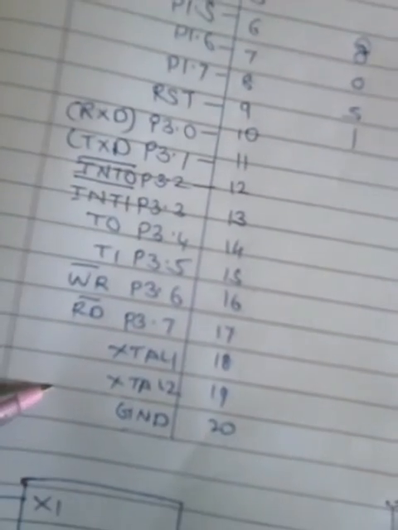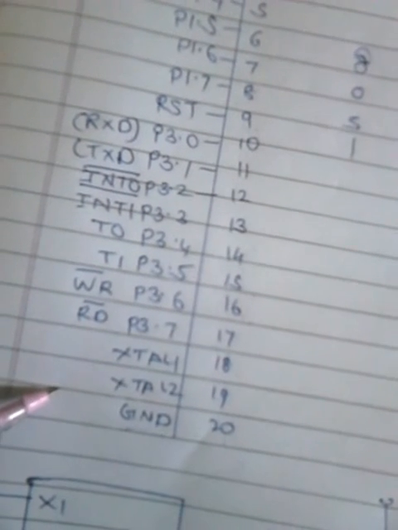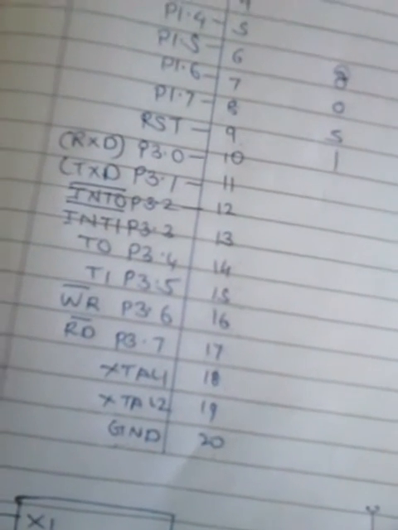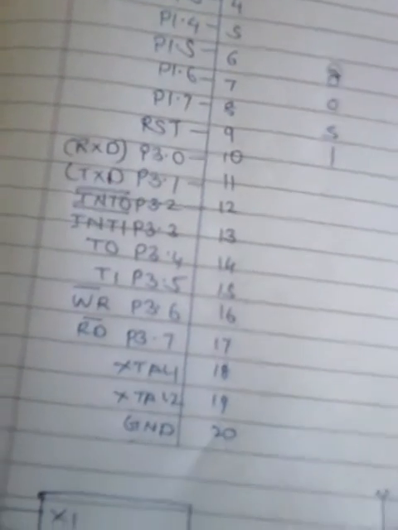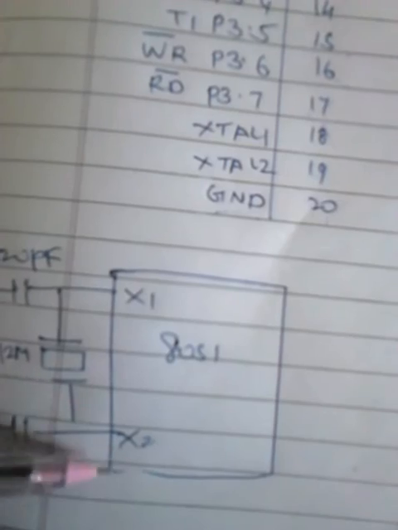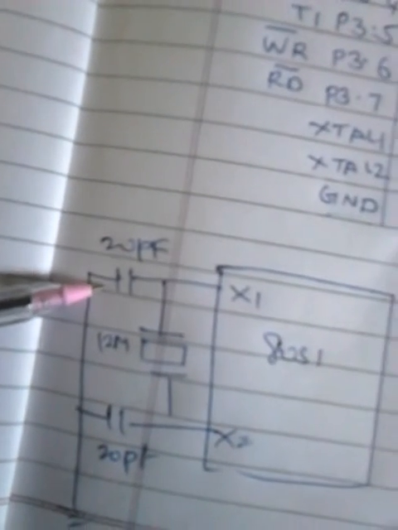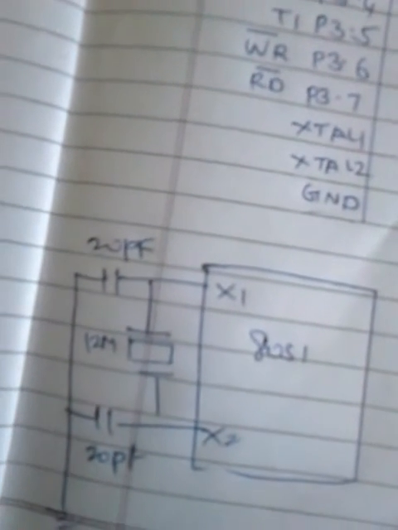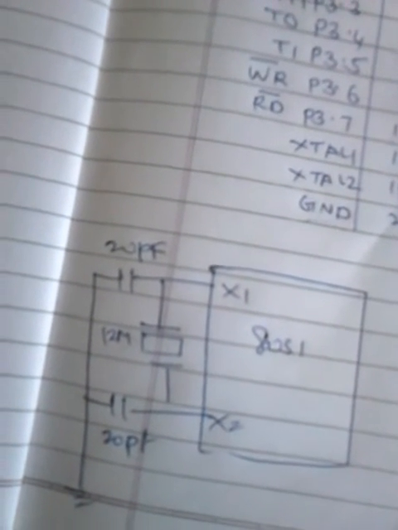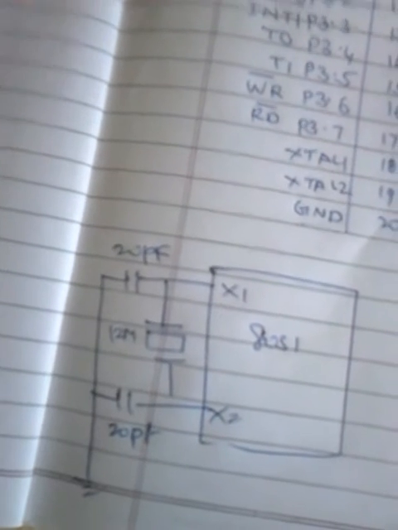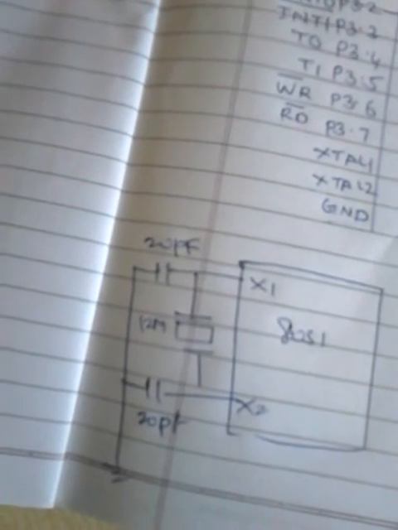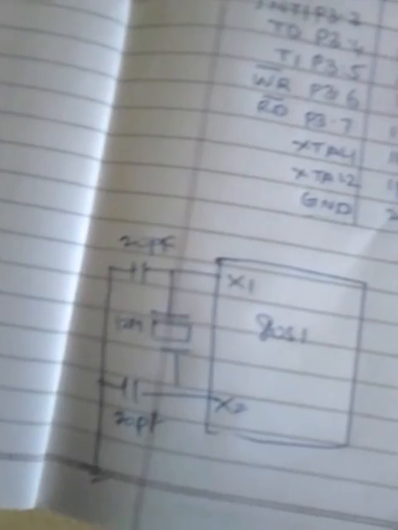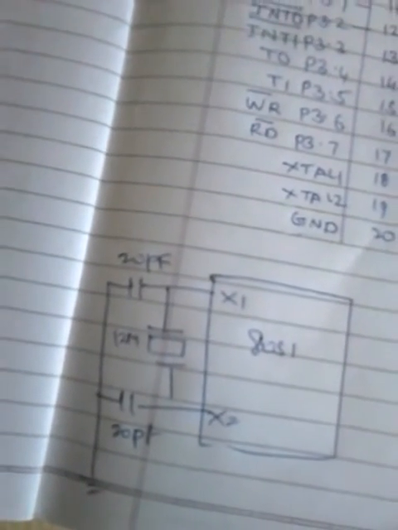Pin 18 and pin 19 are XTAL1 and XTAL2, which provide a square waveform to the 8051, or provide frequency to the connected external hardware device. Its circuit looks like this: these are the pins XTAL1 and XTAL2. There are two 20 picofarad capacitors and one 12 megahertz crystal oscillator. This converts the DC signal to an AC signal with a sine wave, which is converted into a square waveform by using a Schmitt trigger.